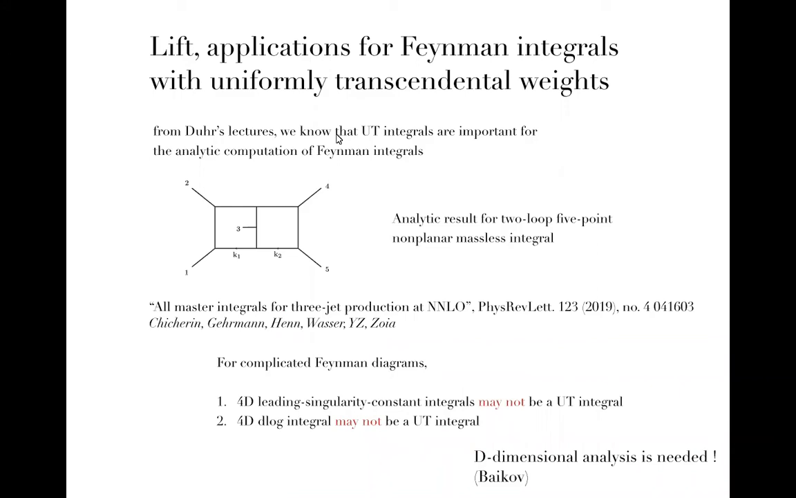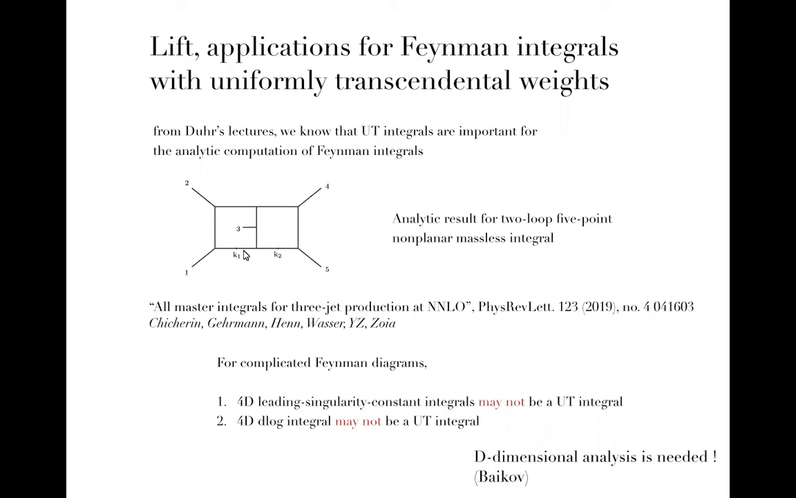So this one is about uniformly transcendental weight Feynman integrals. Actually it's a topic from Claude Duhr's lecture. So the issue here is, you know, there are many, many different ways to find the UT integrals, but for cutting edge problems, still it's not so easy to get UT integrals. I'll show you one cutting edge problem.